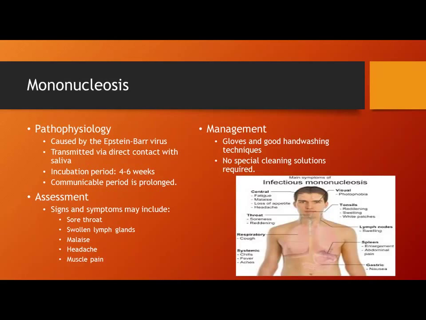Mono. So mononucleosis is caused by a virus called the Epstein-Barr virus. The Epstein-Barr virus is what causes mononucleosis. What is a street term for mononucleosis? The kissing disease. However, you don't have to kiss somebody to contract mono.